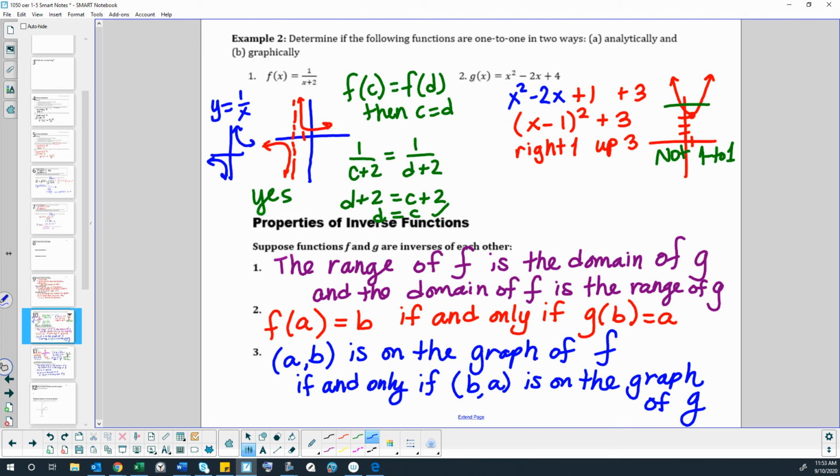Okay, so all we're saying here is that for our function and its inverse, the domain and range trade. The x's and the y values swap. And we can use that to help us find inverses. We can just trade the x's and y's, and that will allow us to find inverses, which we're going to see in the next few examples.